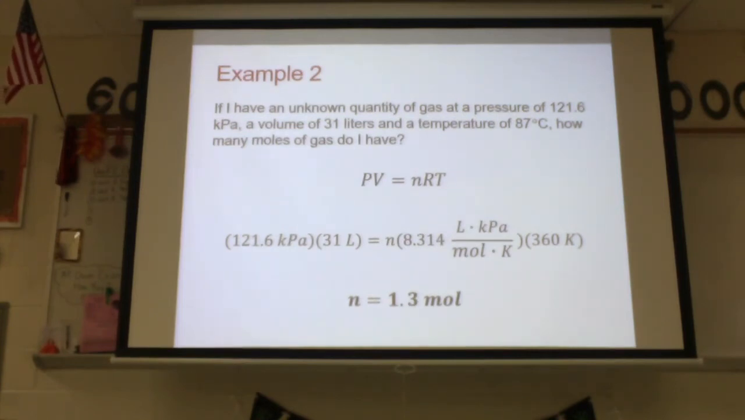Do you recommend just knowing the formulas? It's up to you. I do it both ways. And then times the temperature, 360 Kelvin. So 121.6 times 31 divided by the product of 8.314 times 360. So 121.6 times 31 divided by 8.314 divided by 360. So you end up getting 1.3 moles.